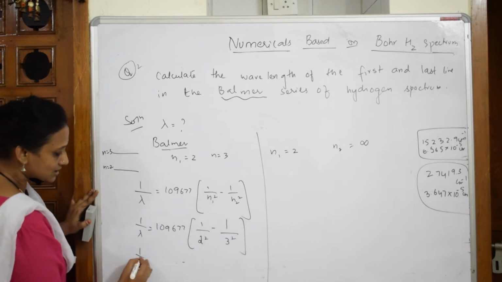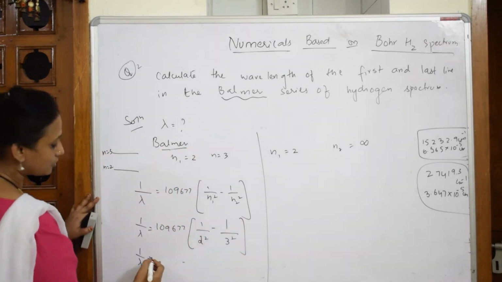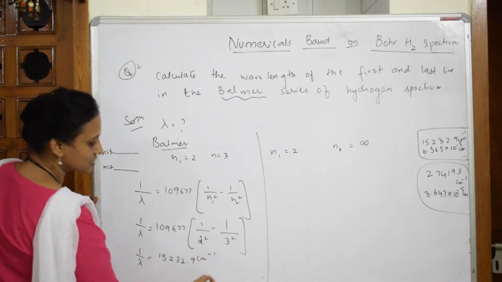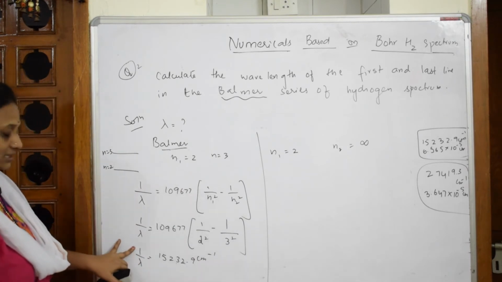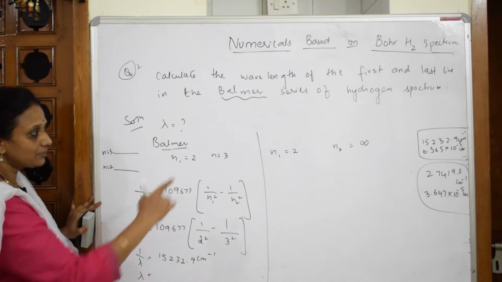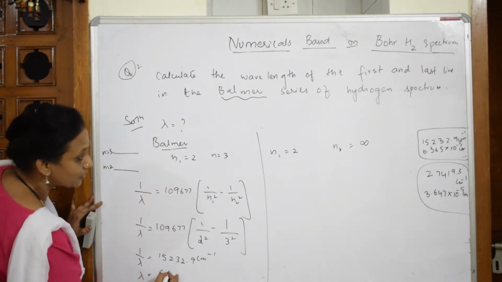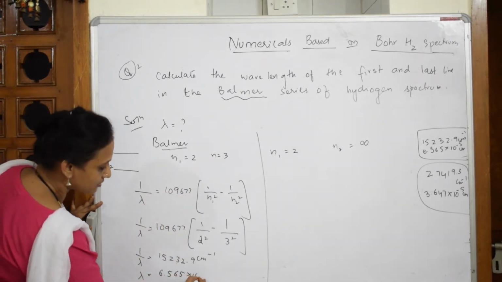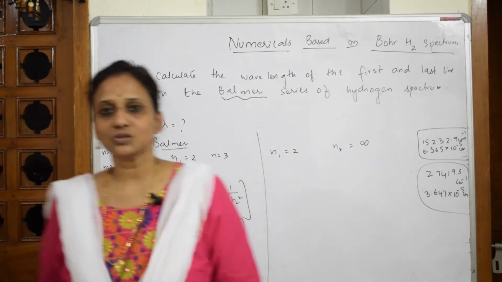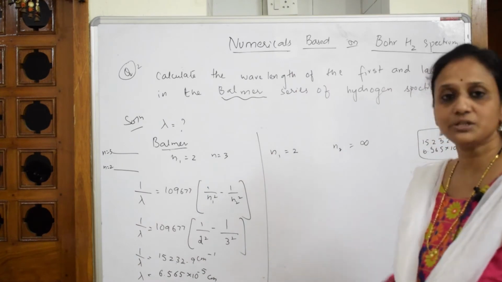So when I solve this, how much do I get? I get an answer of 15232.9 centimeter inverse. But still there is 1 divided by this. So when I divide 1 by this, I get an answer of 6.565 into 10 raised to the power of minus 5 centimeter, because this goes above. I've already written the answer, so that's easy for me to take.